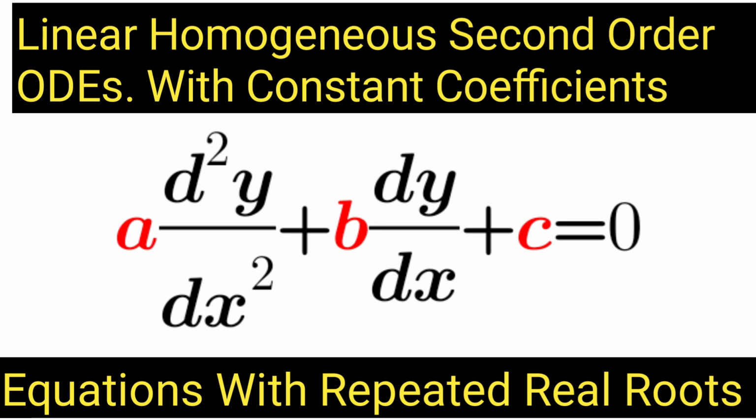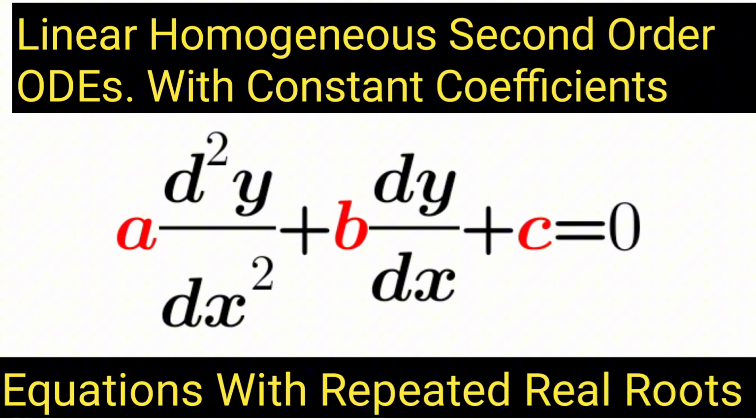In this math video tutorial, we'll be solving linear homogeneous second order ordinary differential equations with constant coefficients. By the end of this tutorial, you will be able to solve second order constant coefficient ordinary differential equations whose characteristic equations or auxiliary equations have repeated real roots. Let's see how we do that in a very simple way.